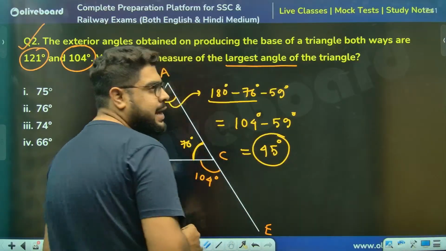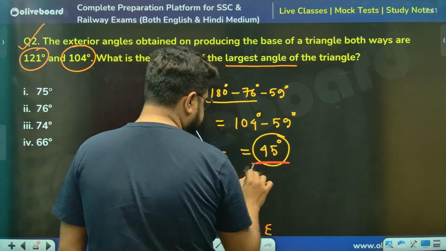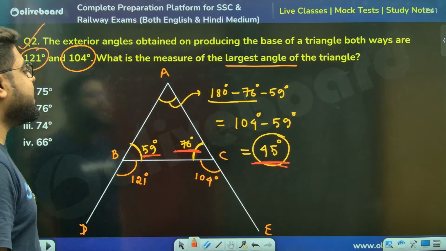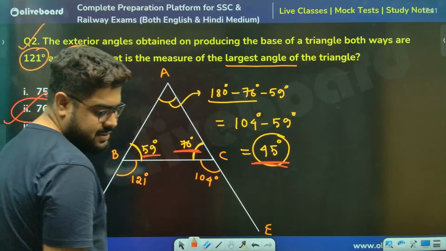Now this is one angle, this is the other angle, and this is the other angle. So which one is the largest? The largest is 76. That's your answer.